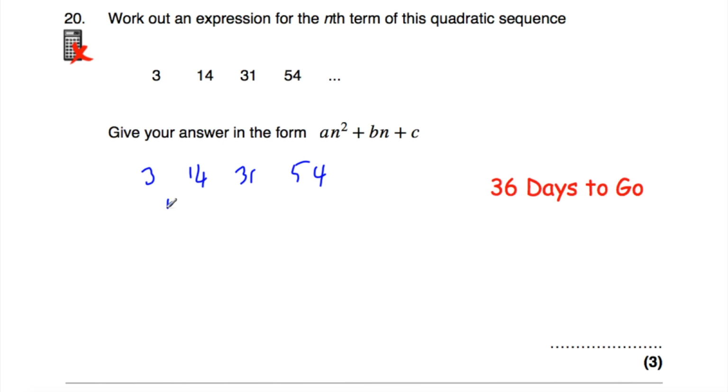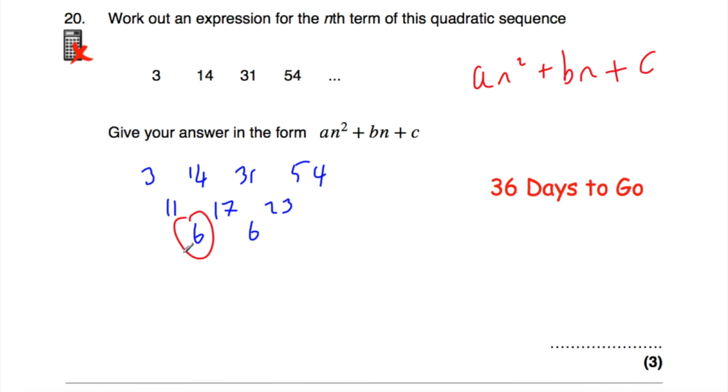Our first differences will be 11 and then 17 and then 23. And our second differences will be 6 and 6. So we've got our sequence, our first differences and our second differences. Now we know a quadratic nth term will be in the form an squared plus bn plus c. So that's the quadratic nth term, and let's find our values for a, b and c.